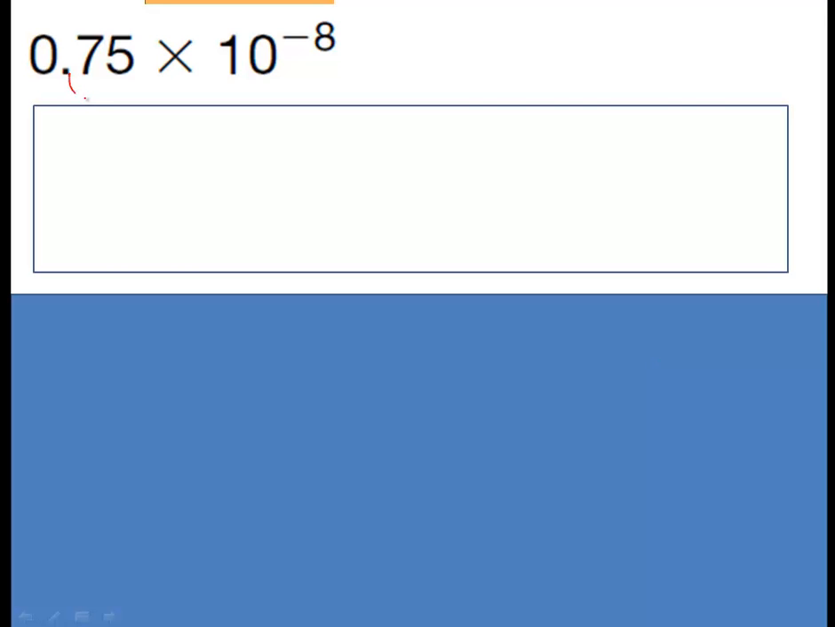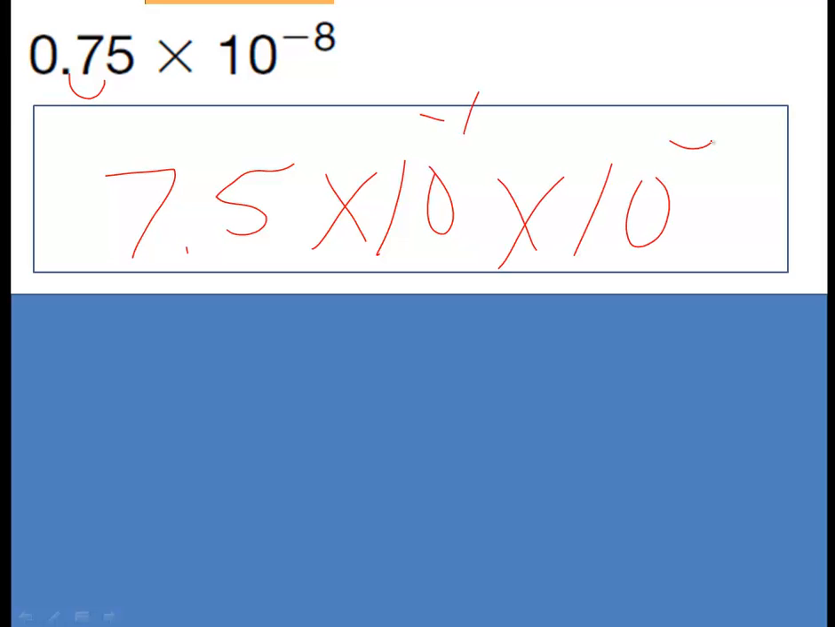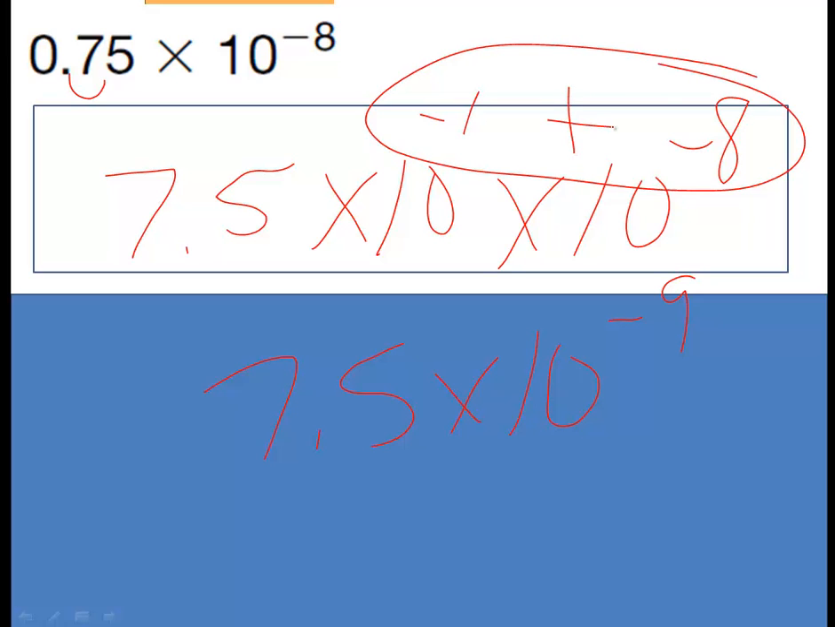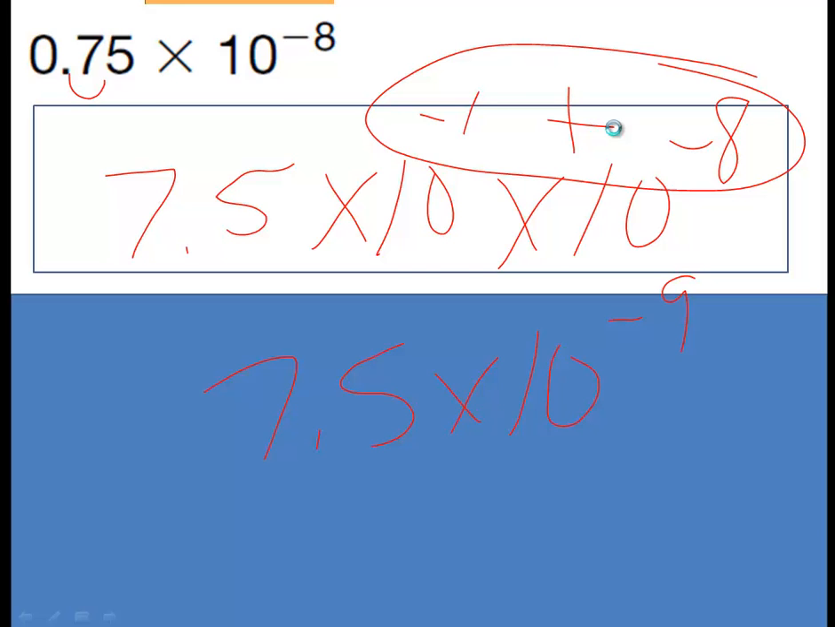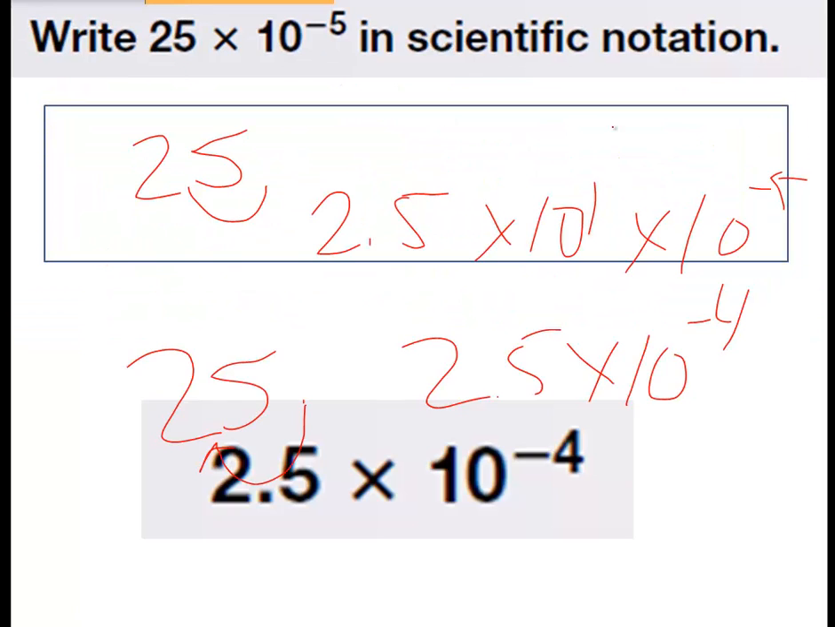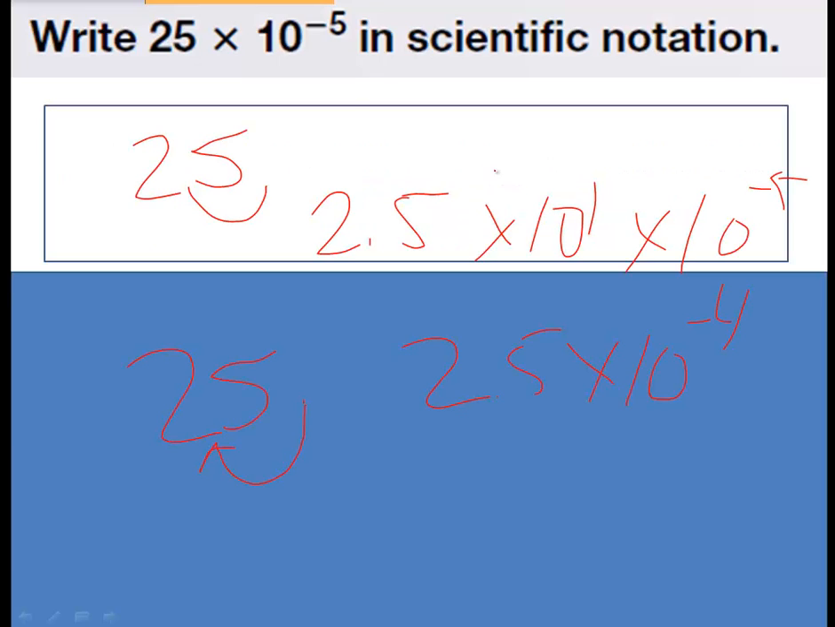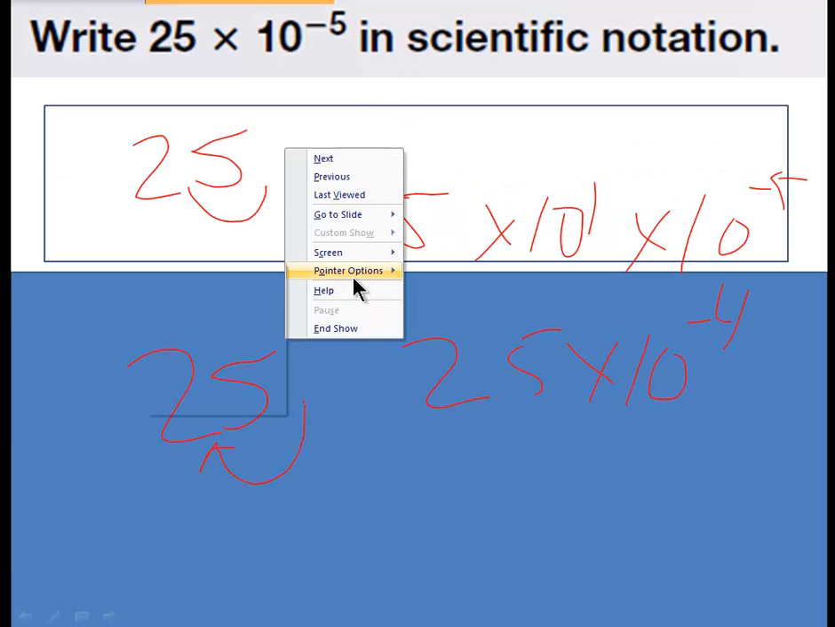When we have a decimal and move one to the right, that makes it 7.5 times 10 to the negative 1, because we went to the right, times 10 to the negative 8. We get 7.5 times 10 to the negative 9, because we know that we add those exponents together and they equal negative 9. Okay? I'm going to back up, and I want to do them again because I think it's important that you have the practice.